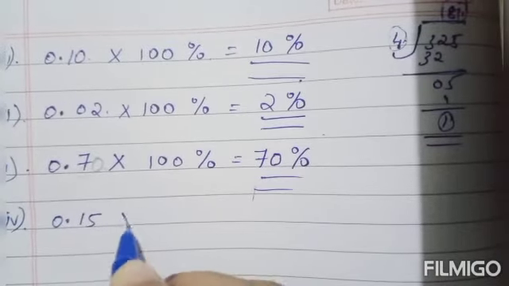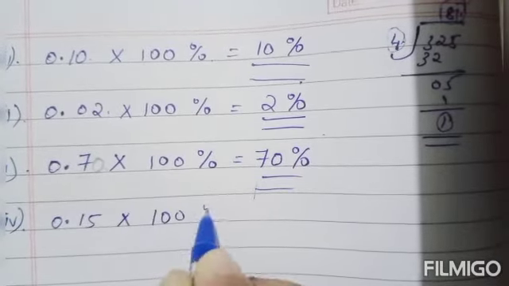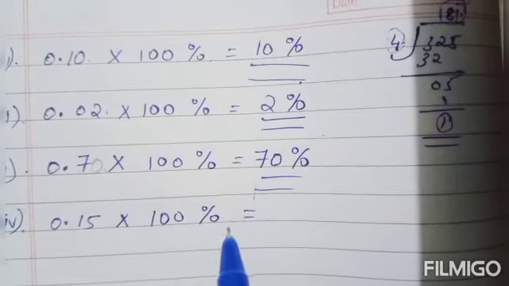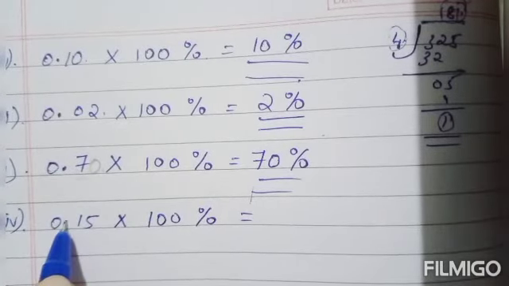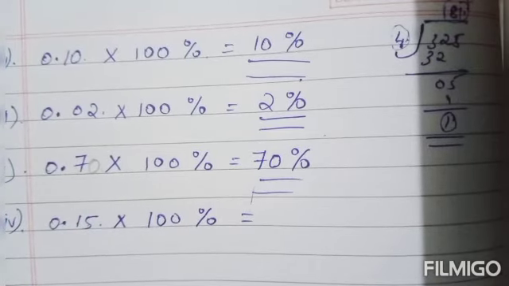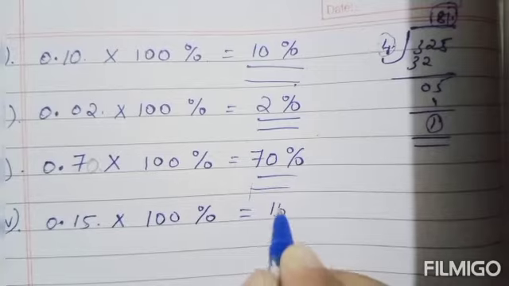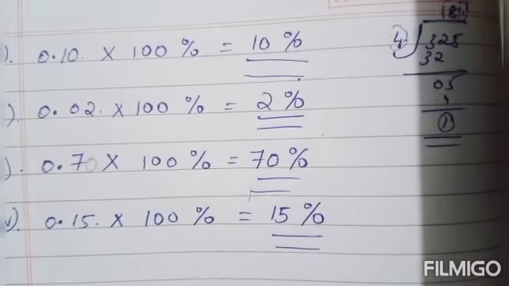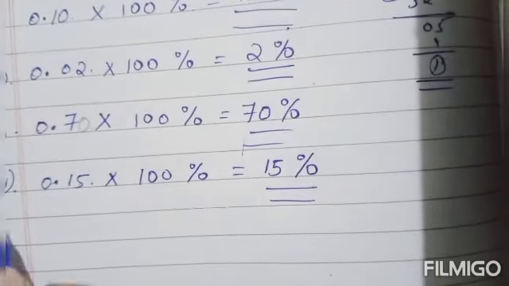So multiply the decimal fraction by 100. What will you get? The decimal point will move 2 places to the right. So this is 1, 2. Here will be the decimal point. That is 15%.